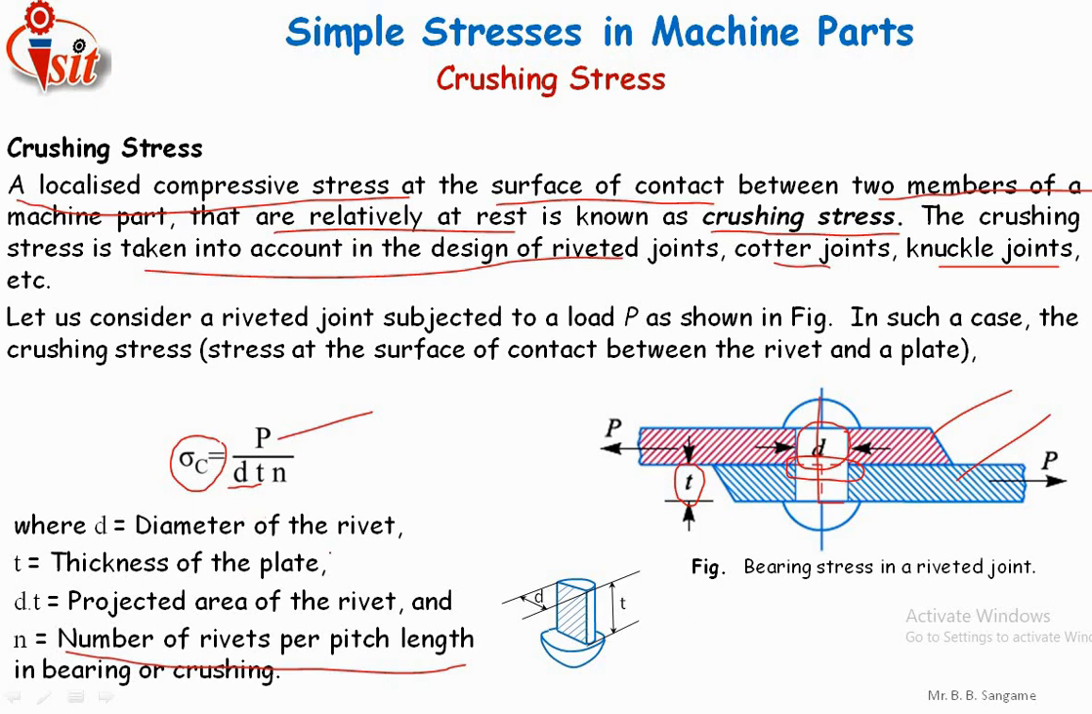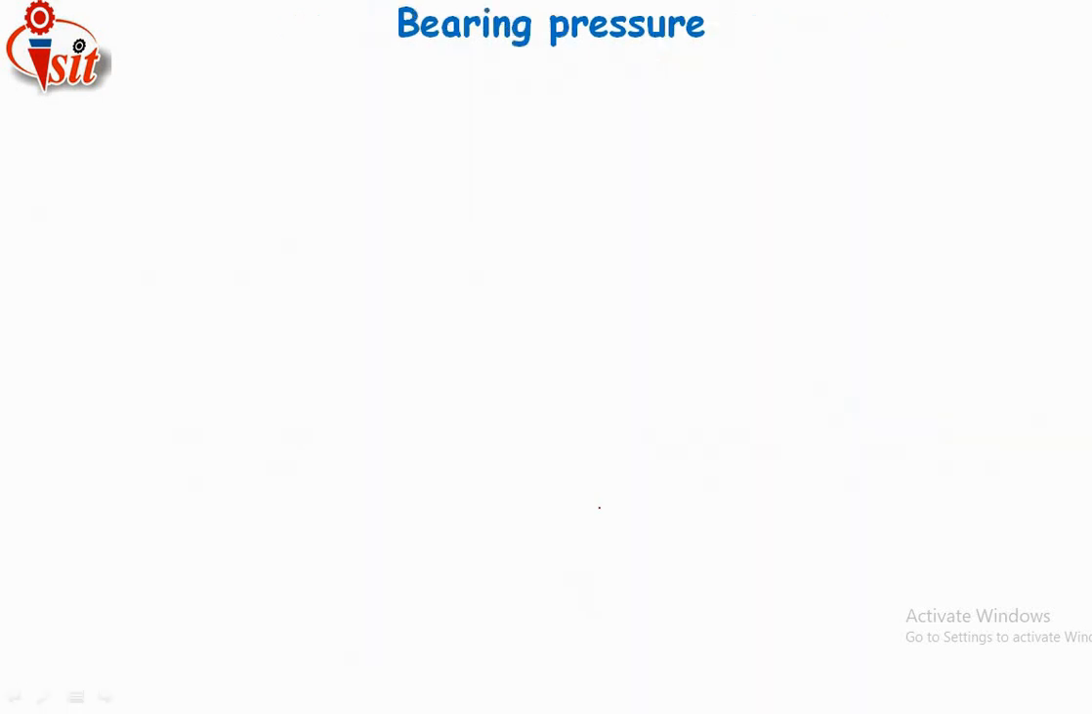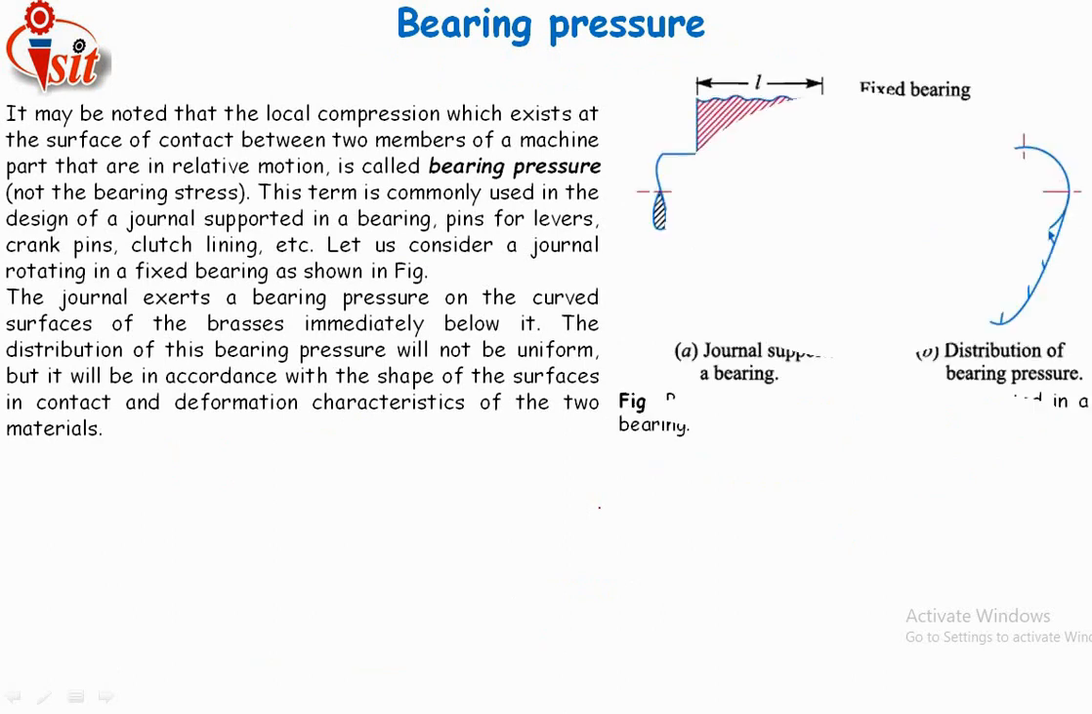That is the crushing stress, sigma c. That is the notation for the crushing stress. So this is the concept of crushing stress. In simple language, we can say a crushing stress is nothing but a localized compressive stress which is caused due to the contact between two parts which are at rest. That is important.